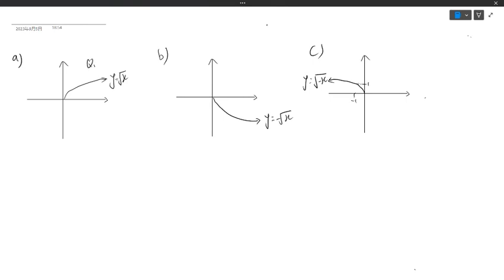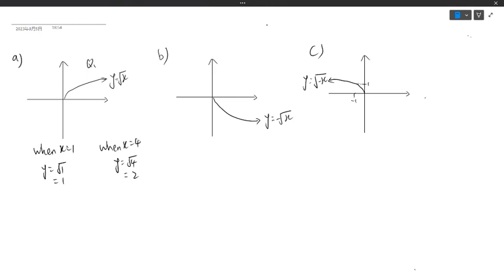This one is quadrant one. This is because when x equals 1, y equals square root of 1, so y equals 1. When x equals 4, y equals square root of 4, so y equals 2. So we can know that the graph direction goes in the positive way, so it will be in quadrant 1.